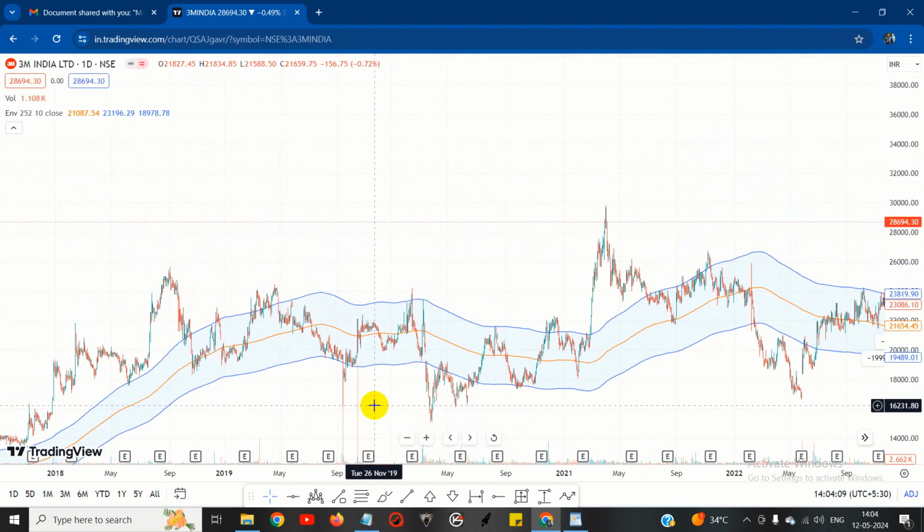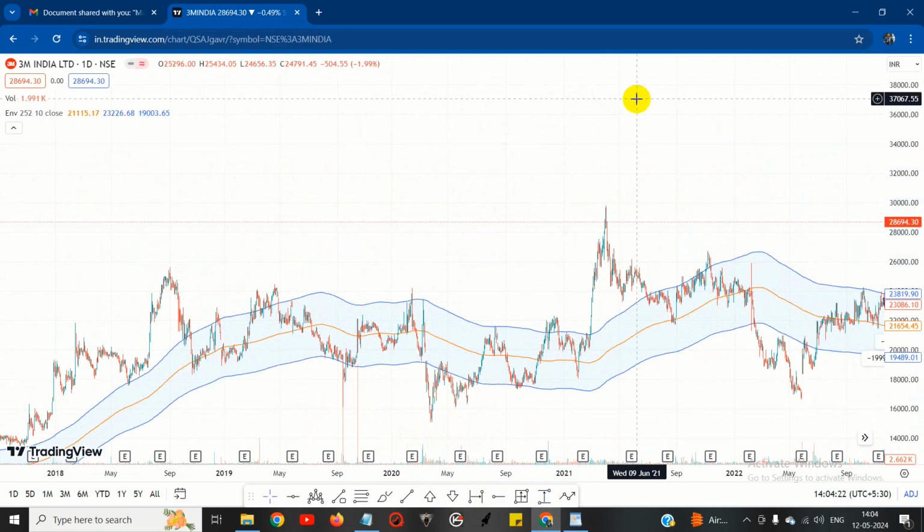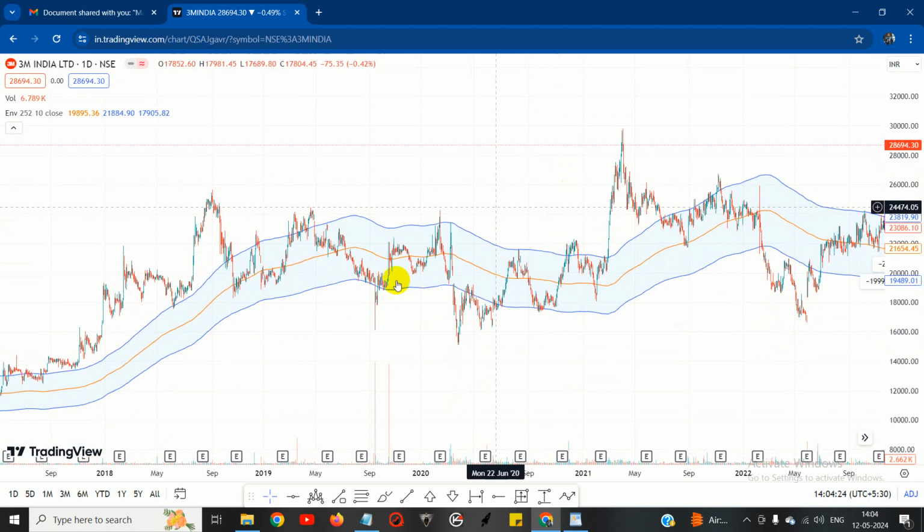If the band is going in an upward direction, like this, try to avoid that band. You don't need to put your money in that. We work when the band is somewhat flat. So that is how to use the envelope strategy. I hope you understand that.